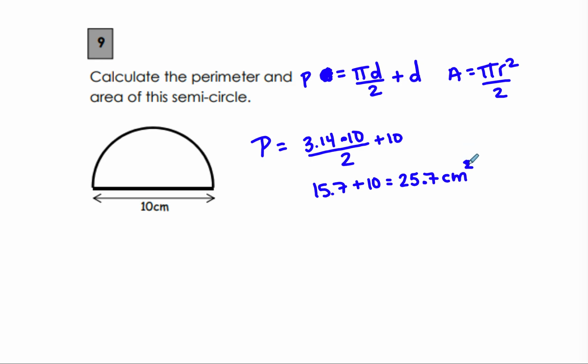Oops, not squared. Get my eraser out. Perimeter is just like circumference. It's going to be plain units. 25 and 7/10 regular centimeters.